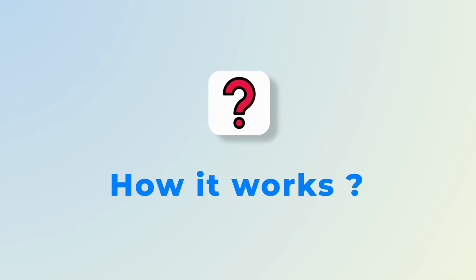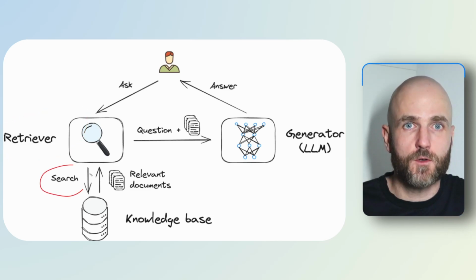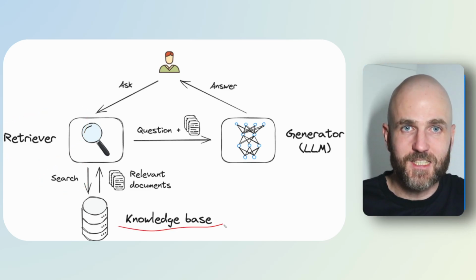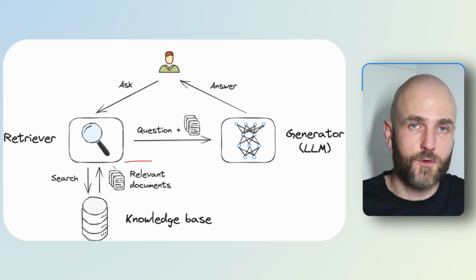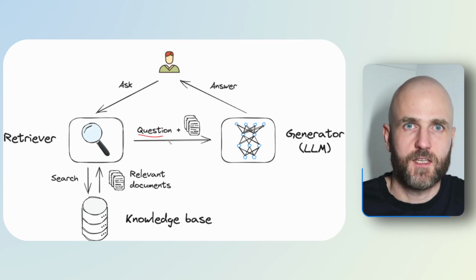When the user asks a question, the process starts with the retriever. The retriever dives into the knowledge base and searches for the most relevant information. It then sends the top-ranked results over to the LLM. Now, the LLM doesn't just work with the questions, it also gets the context from those relevant documents.